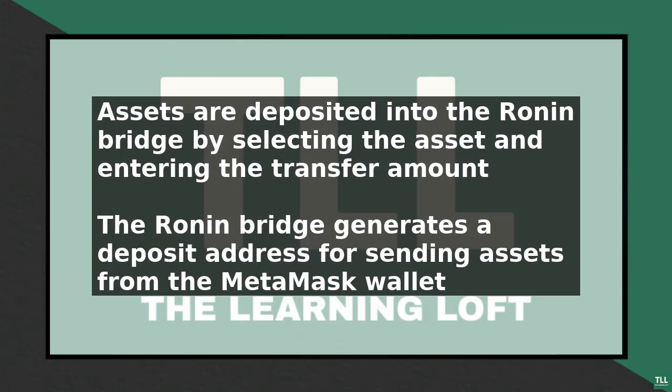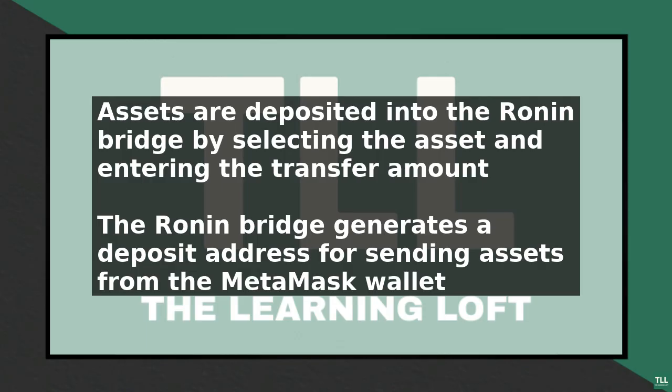After depositing your assets, you will need to wait for the transaction to be confirmed on the Ethereum blockchain. This may take several minutes, depending on the network congestion and the gas fees you paid. Once the transaction is confirmed, your assets will be locked on the Ethereum blockchain, and you will receive an equivalent amount of assets on the Ronin blockchain.